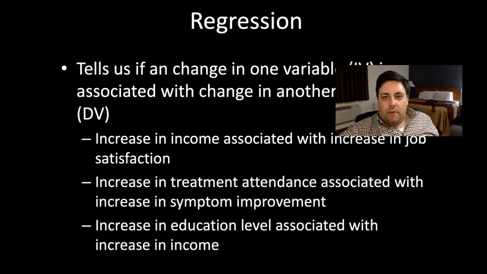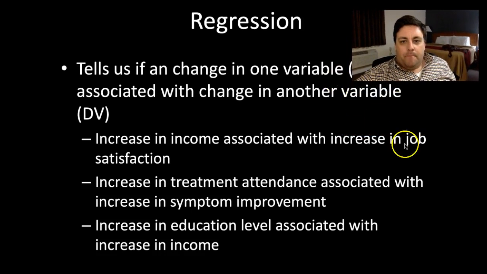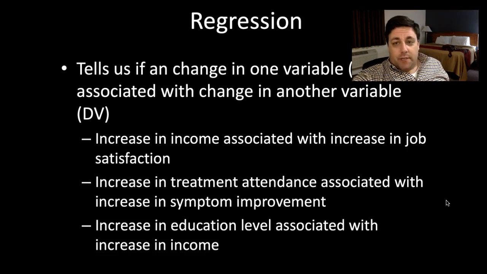Let me just move my picture here. So we might ask if an increase in income is associated with an increase in job satisfaction. Probably is. We might ask if an increase in treatment attendance is associated with an increase in symptom improvement. Probably is. We might ask if an increase in education level is associated with an increase in income. It probably is. There's probably 1,000 examples that we could think about with regression. The ones that I listed here were all sort of positive regressions, right? Just like in correlation, where an increase in one is associated with an increase in other.